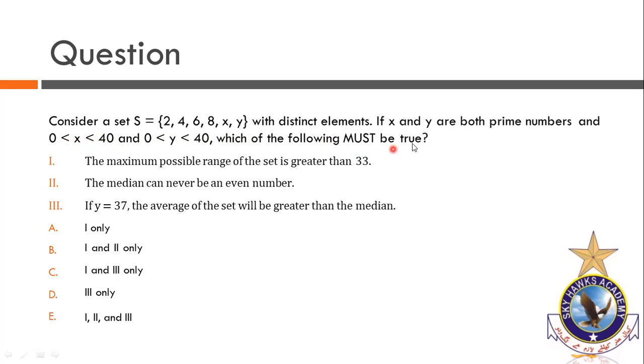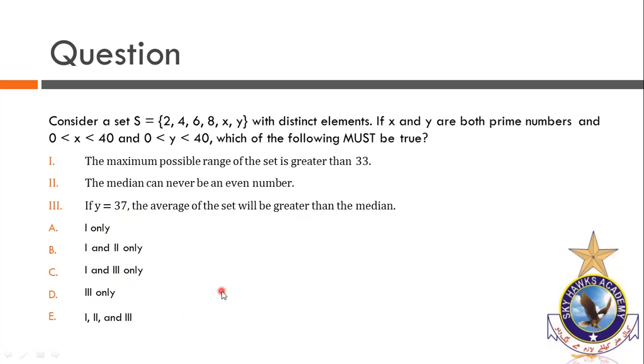Which of the following must be true? So it's very important. We have three statements. Please read the first one. The maximum possible range of the set is greater than 33. Number two, the median can never be an even number. Three, if y is equal to 37, the average of the set will be greater than the median. A is one only, B is one and two only, C is two and three only, D is three only, and E is one, two, and three.